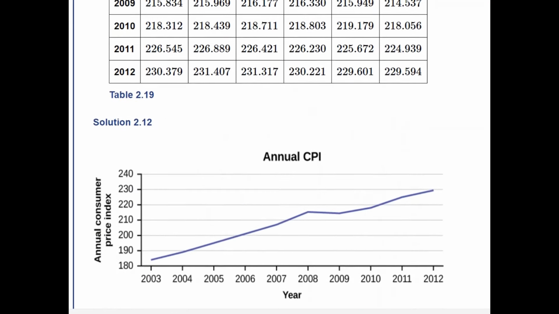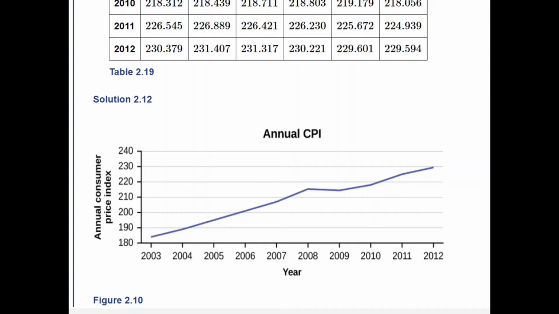So we plot the graph taking on the y-axis the range starting from 180 to 240, and on the x-axis, of course, we have the time from 2003 to 2012. And you can see that after applying all the data, there's a line graph that is increasing straight away, and gives us very straightforward information about the annual consumer price index over 10 years.